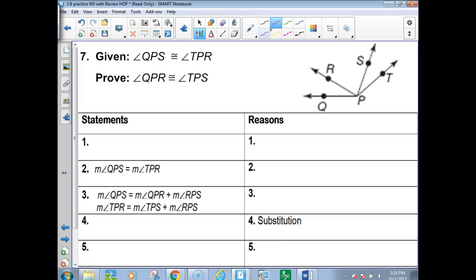Okay, let's do number 7. I want to see if you can help me here, though. Angle QPS. Oh, I keep making R's instead of S's today. I mean, instead of P's. I don't know what's going on with that. Angle RPS is congruent to angle TPR. I think it's because there's P's and R's in here. Well, anyway, that was given.